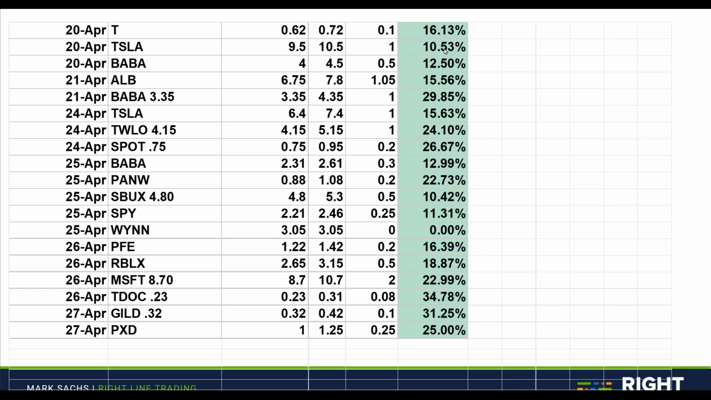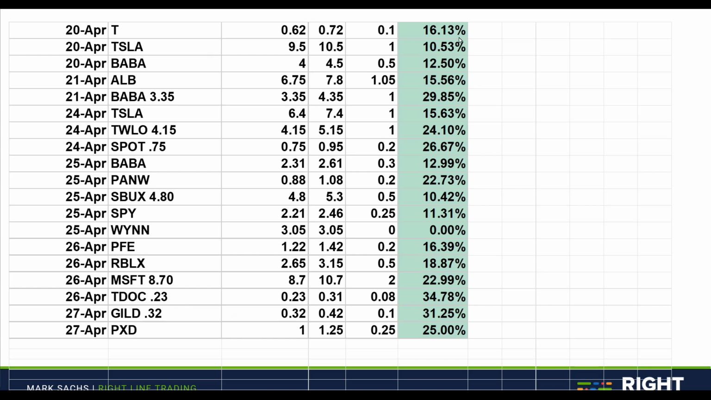And listen, I'm not advertising that we do 200, 300, 400% like a lot of people do. We take a lot of 20, 30, 40% wins, 15% wins, trade after trade after trade. So these are trades from April 20th to the 27th. These are every trade I took during that period of time.